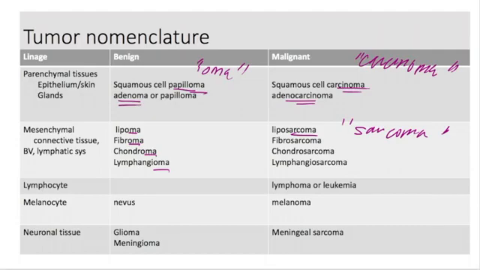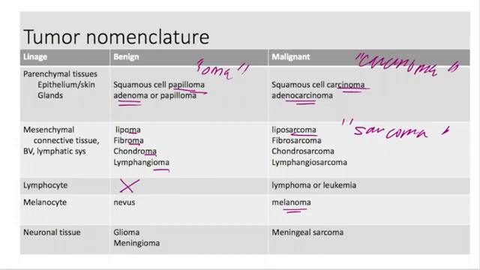Lymphocytes, so this would be our lymphomas or leukemias. There is no benign finding. If there are abnormalities within that system, it is a malignant finding. Melanocyte, if it's benign, it's called a nevus. And if it's malignant, we get melanoma. This is kind of a misnomer because we have that oma, but it's just understood that melanoma is malignant. Neuronal tissue, gliomas and meningiomas.